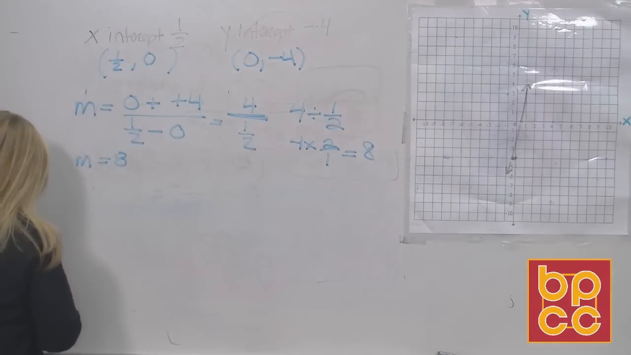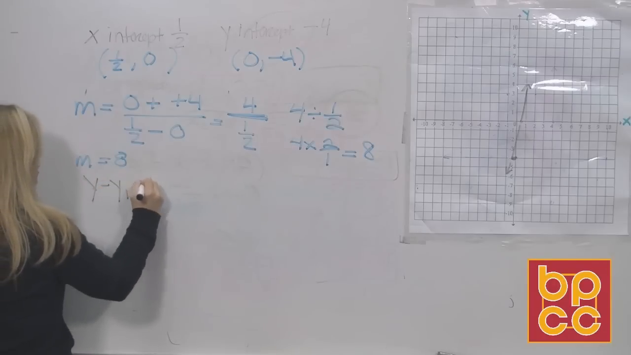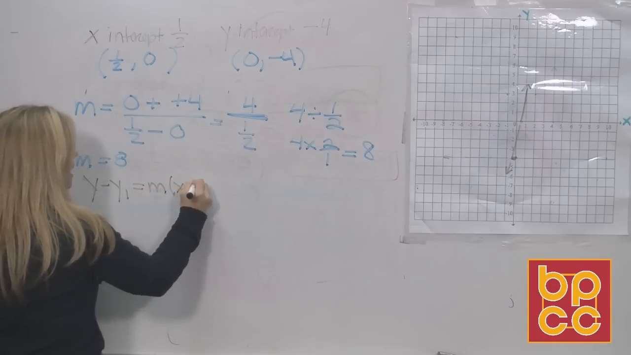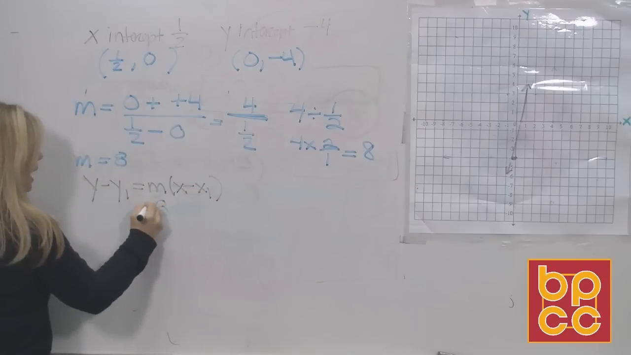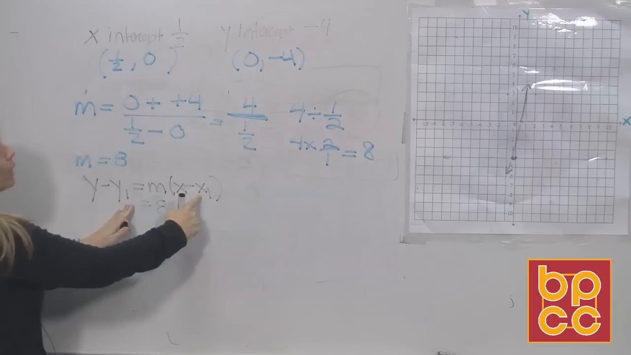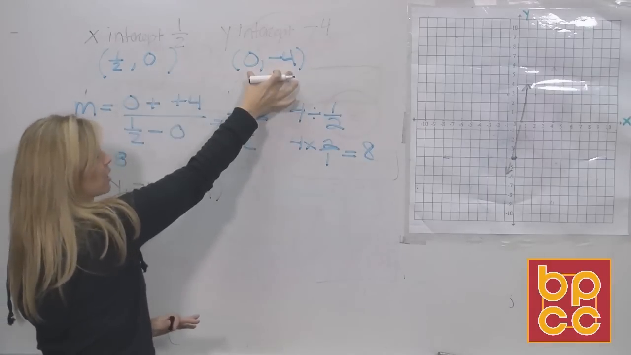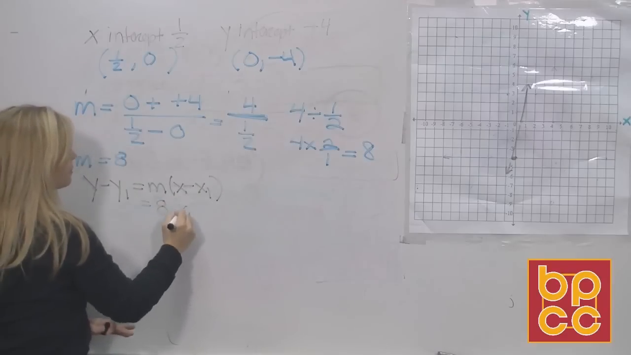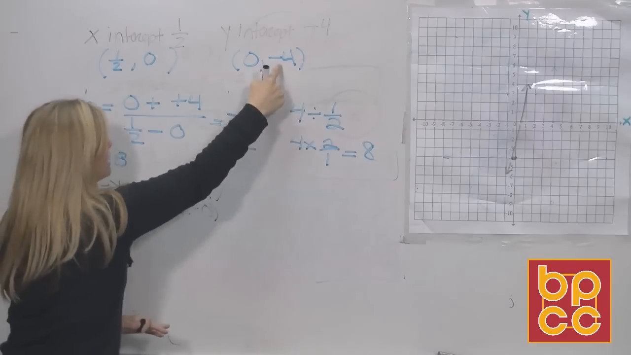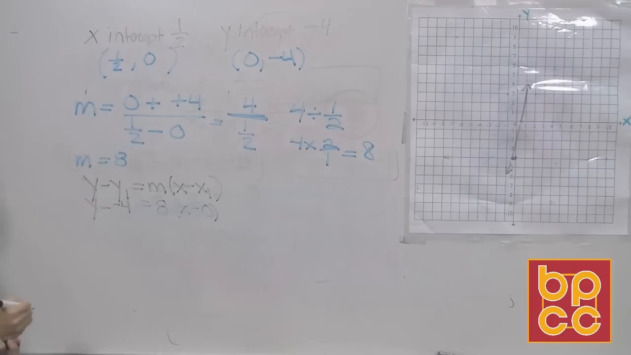Oh, marker doesn't work. Let me get one that works. y minus y sub 1 equals m, x minus x sub 1. I have slope is 8, and then I need a point, 1 point. So you have 2. It doesn't matter which one you pick. I'm obviously going to pick the one that doesn't have fractions. So I'm going to put the 0 in the place of x. I'm going to put -4 in place of y.